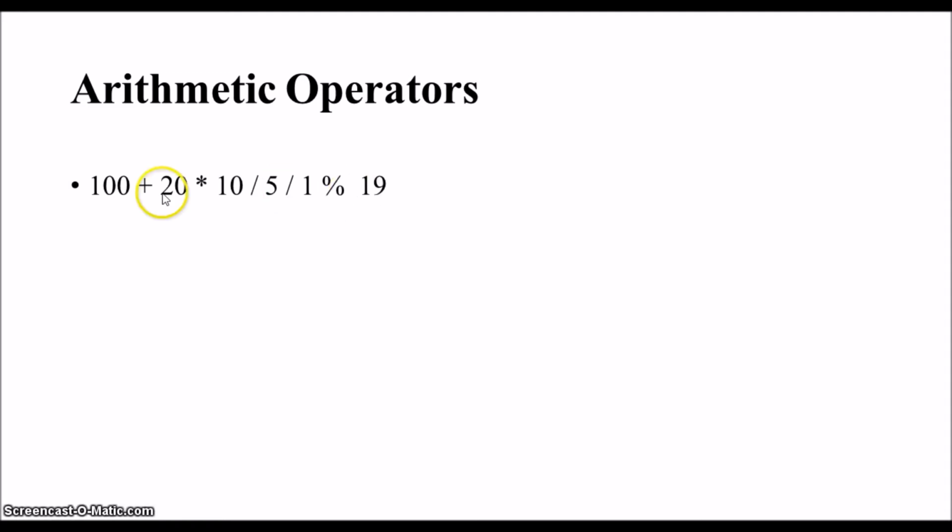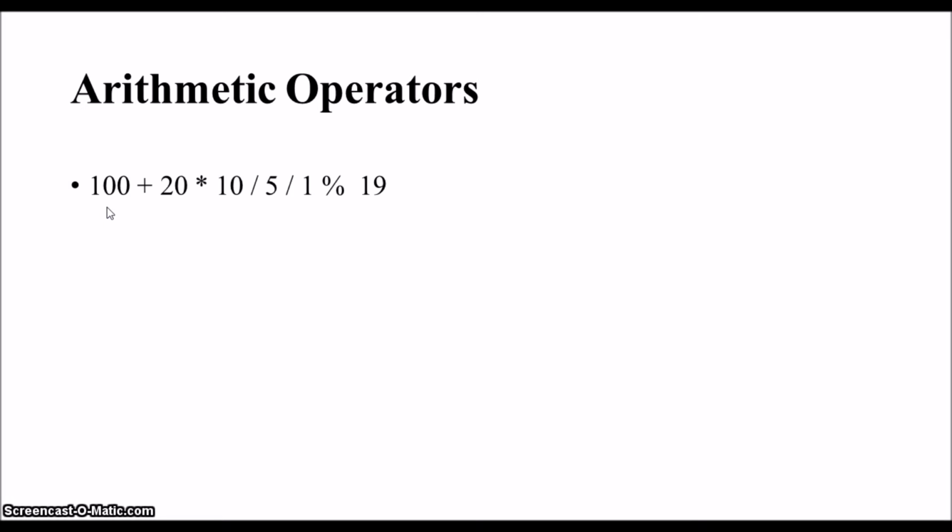Now let's take this complex arithmetic expression, 100 + 20 * 10 / 5 / 1 % 19. Here, if you see, it consists of arithmetic operators which have both the highest precedence and the lowest precedence. Then how to evaluate such an expression? Here you should take care of both precedence as well as associativity. You should start evaluating from left to right and evaluate the operators which have the highest precedence first.